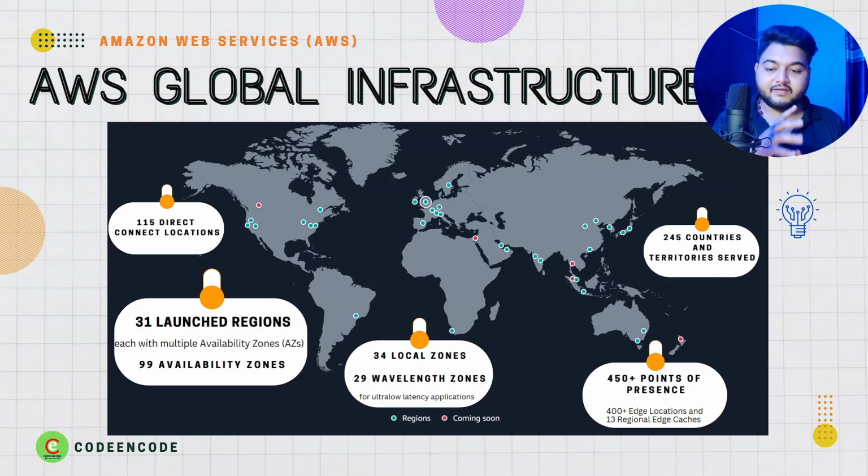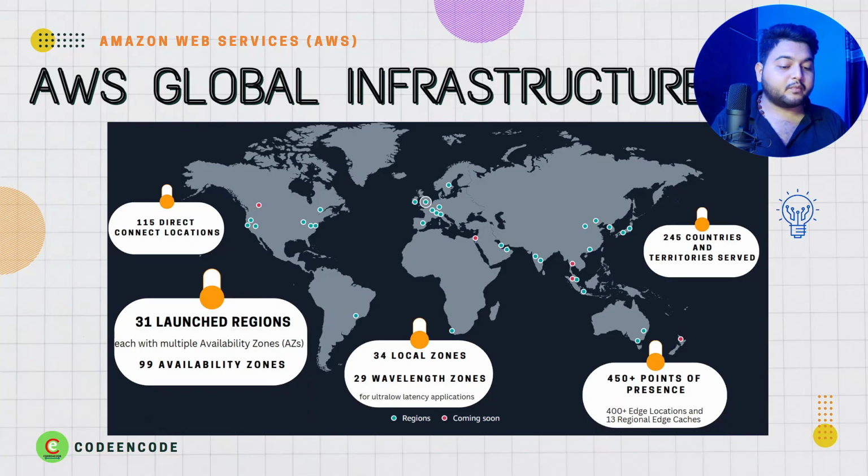Then, as you can see, we have 115 Direct Connect locations. Then we have 31 launched regions with multiple availability zones. Then we have 99 availability zones, right? Then we have 34 local zones, 29 wavelength zones, and all these things which are discussed on the AWS website itself. You can just go and check out the AWS site. All these things are written there. I have taken all these things from the AWS site itself.